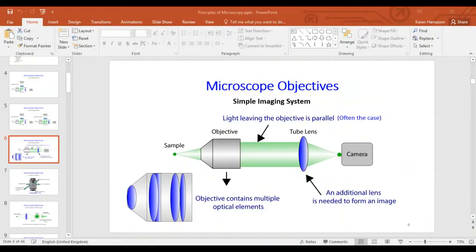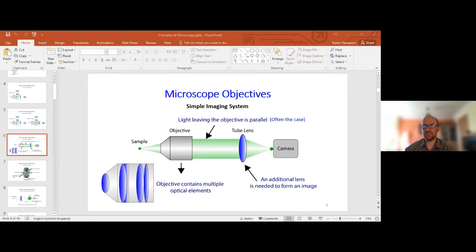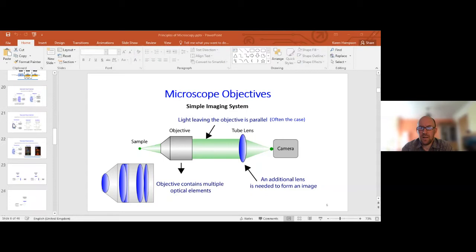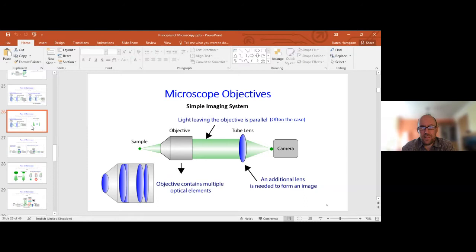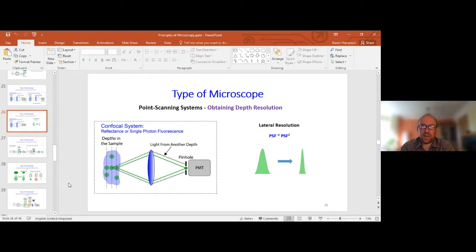Great. So the same questioner is asking, in the presentations you mentioned that the lateral resolution of a confocal microscope is PSF squared. So could you please explain why this is the case? Yes. So the PSF in this case, we're talking about the PSF of the conventional imaging system. And in the confocal microscope, the point spread function there is proportional to the point spread function of the conventional system squared.